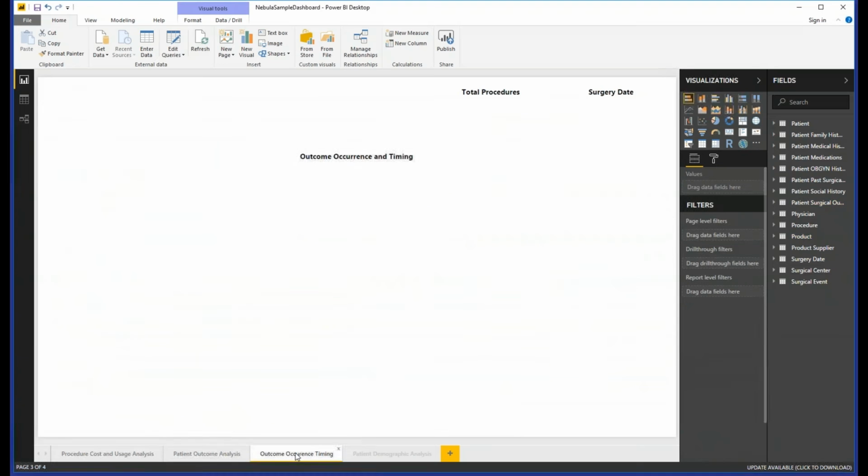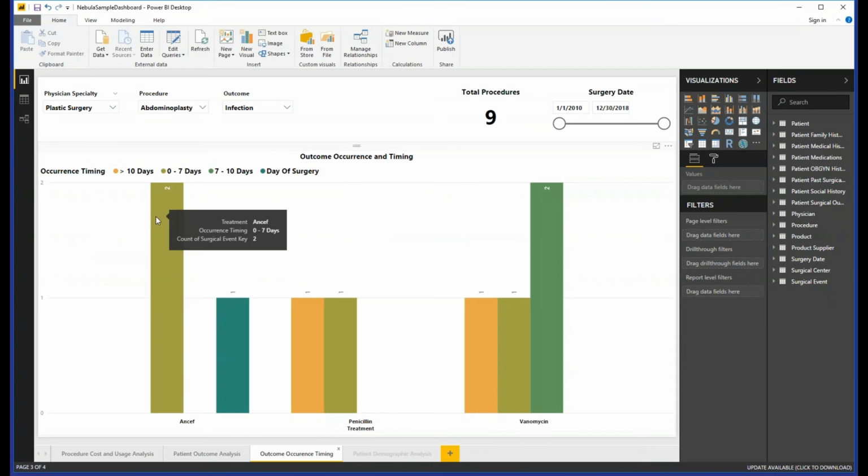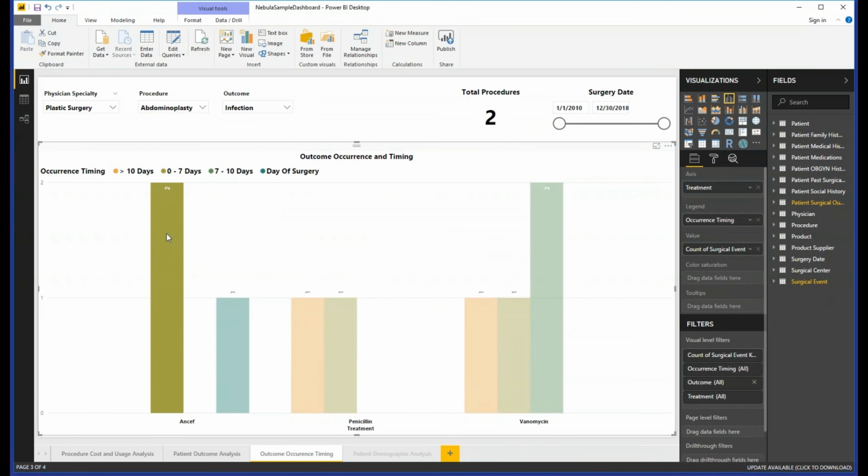So the last one I'll show you is around the outcome occurrence timing. In this case, what we said is where we had abdominoplasties where there was an infection. In this case, we're saying there were 9 infections present. What antibiotics were they on? Were they given antibiotics at time of surgery? Were they given a 7-day supply, a 3-day supply, or a greater than 10-day supply? Again, these are just examples. And in this case, we can say, of the infections that took place, 2 of the patients were on Anacept and were prescribed less than 7 days worth of antibiotics.